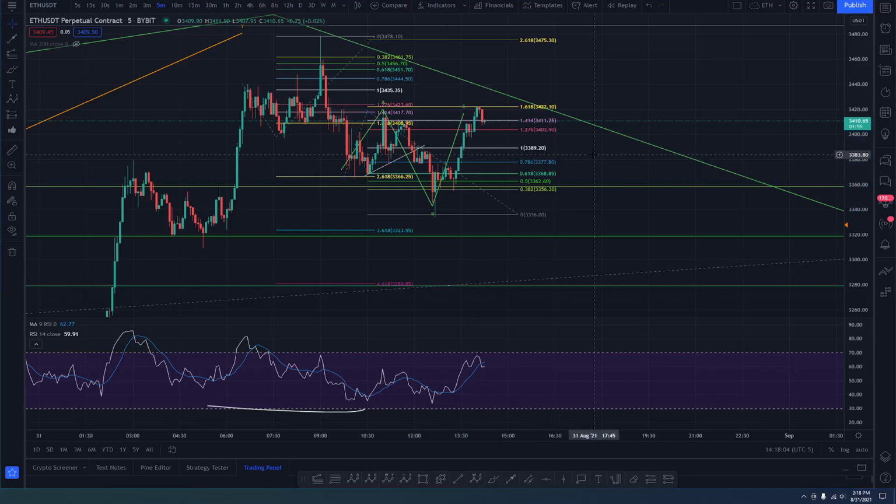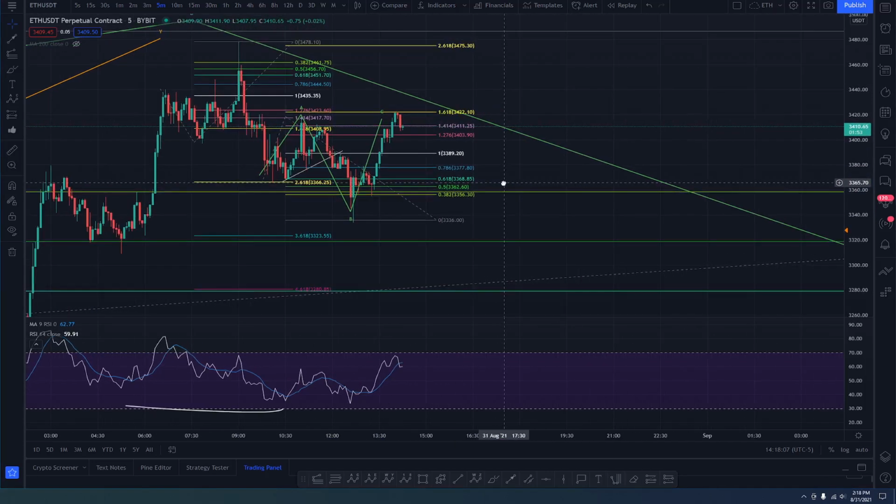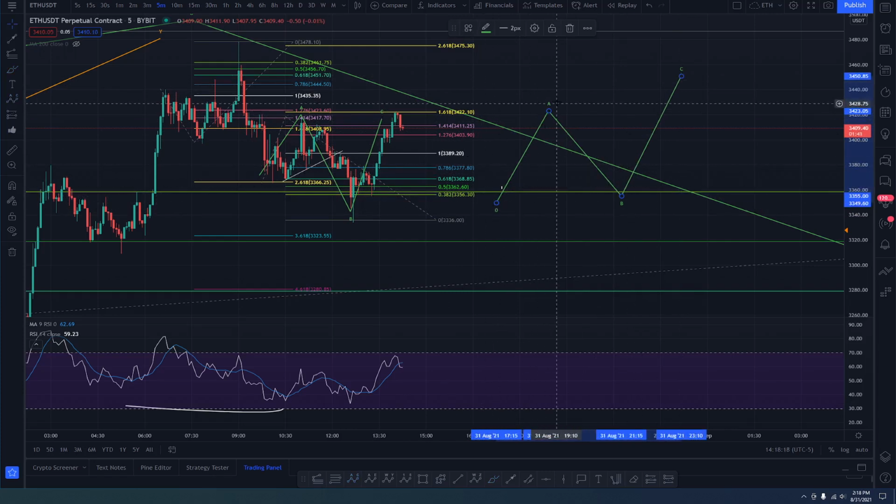All right, here's a mini lesson in counting flats, guys. A flat. There are 3 different types of flats, but they all have the same wave count. The first type of flat, they're all labeled ABC. You've got A, which is 3, B, which is 3, C, which is 5. So it's going to be a 3, 3, 5 always.